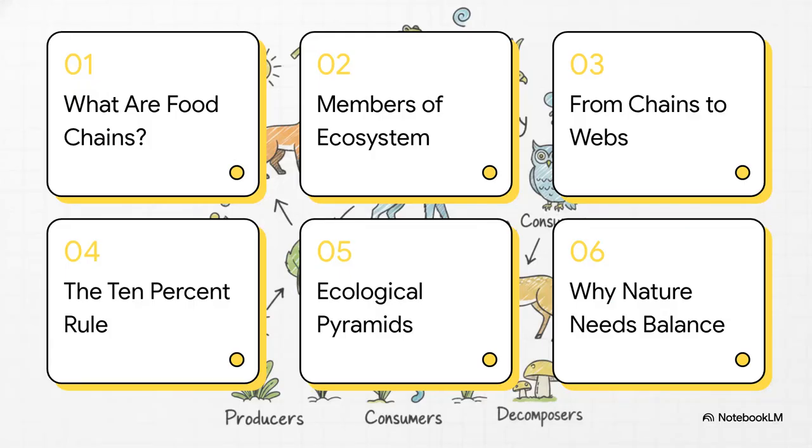Here's our roadmap for today. First, what are food chains? Then we'll meet the members of the ecosystem, see how chains turn into webs, and look at the 10% rule. After that, we'll explain ecological pyramids, and finally, wrap up with why nature absolutely needs balance.